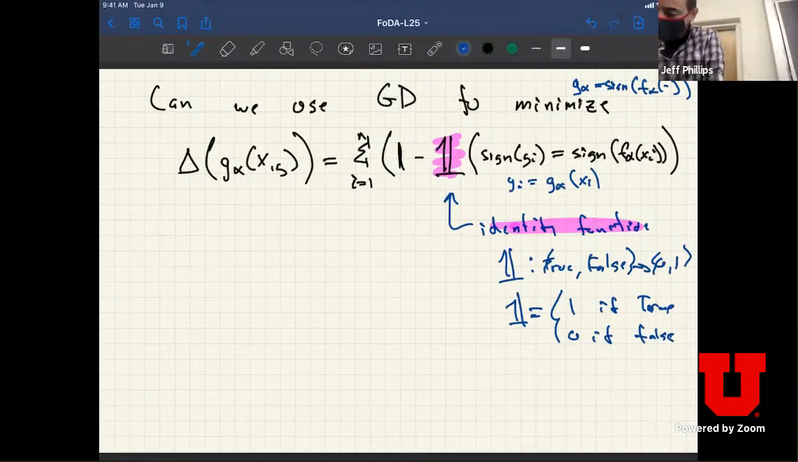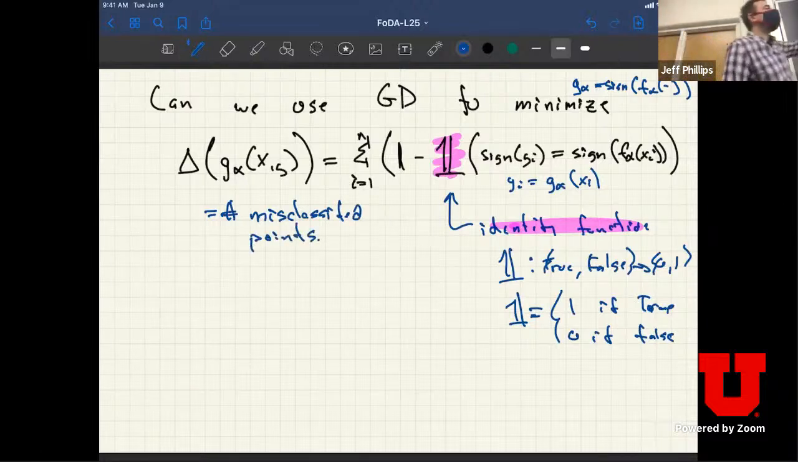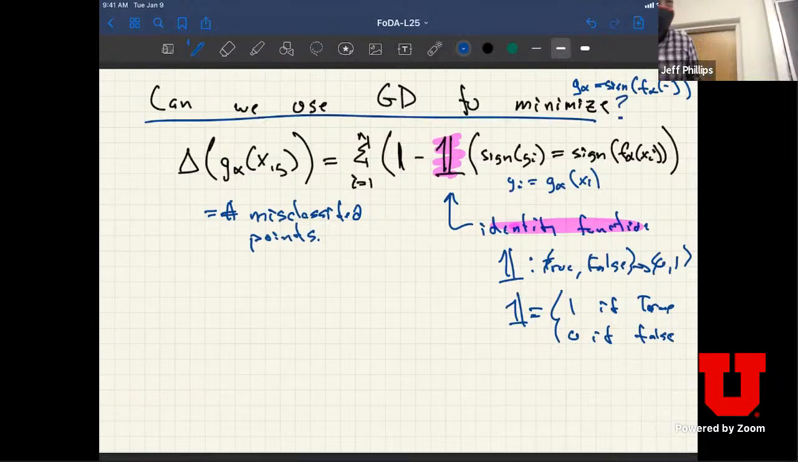So I'm summing over all of these. This is equal to the number of misclassified points. Okay, so I just want to minimize the number of misclassified points. And so now, can we use gradient descent to minimize this cost function?